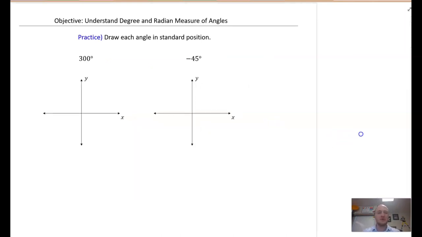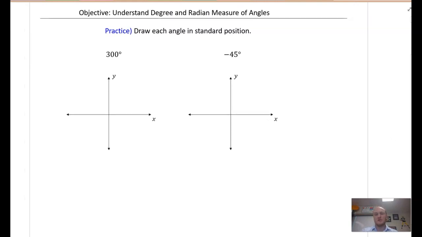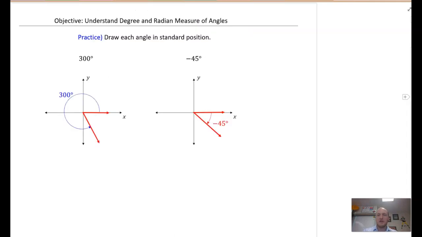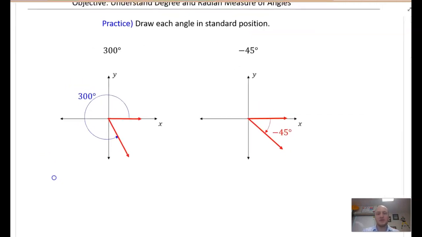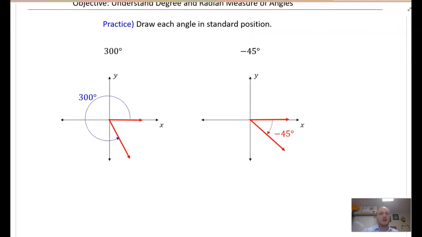Okay, here's a practice problem. Please pause the video. I want you to go ahead and try this one. Okay, hopefully you paused the video, here is your solution set. So 300 degrees, right? You got to go at least 270, that's this quadrantal here, and then another 30 degrees more. Negative 45, you're just going back 45 degrees.